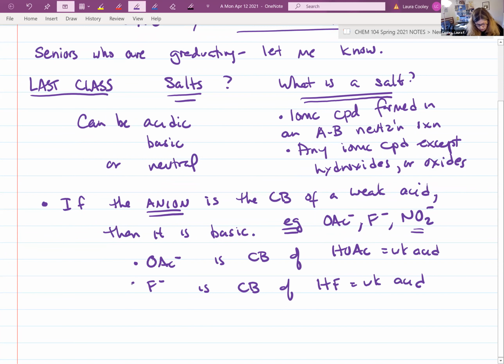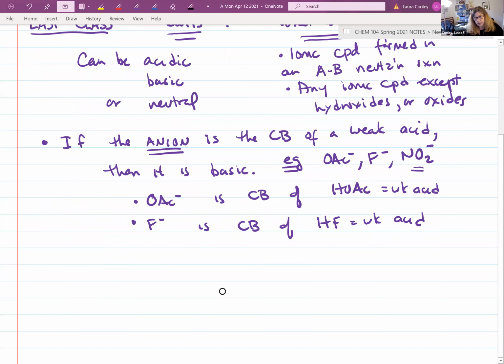Why can't I put chloride on this list? Why isn't chloride basic? What is chloride the conjugate base of? HCl, yes. And conjugate bases of strong acids are not basic, they are neutral. That's because the stronger the acid, the weaker the conjugate base. HCl and other strong acids are so strong that their conjugate bases are so weak that they're not bases at all. So fluoride is a conjugate base of HF.